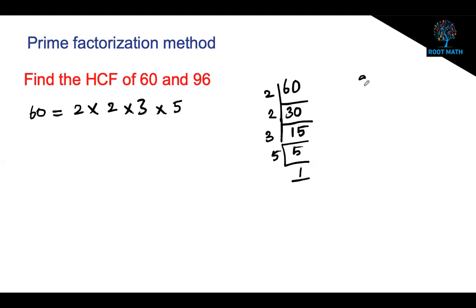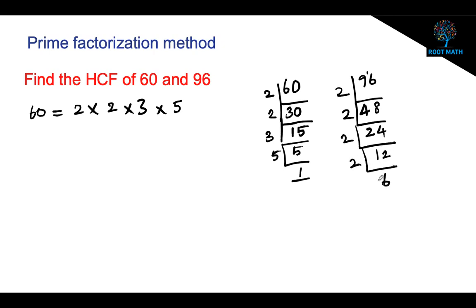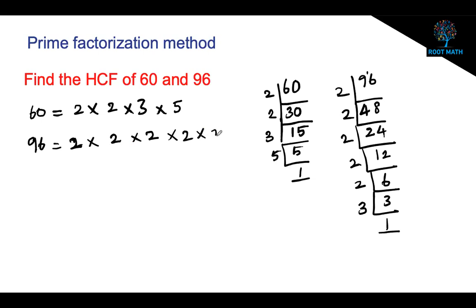And then the factors of 96. The 96 can be divisible by 2. 4 2s are 8. In 9, we have taken 8. Balance is 1. 8 2s are 16. 2, 2 2s are 4. And 4 2s are 8. 2, 1 2 is 2. 2 2s are 4. 2, 6 2s are 12. And 2, 3 2s are 6. And 3 and 1. So the factors of 96 are 2, 2, 2. There are 5 2s and 1 3.